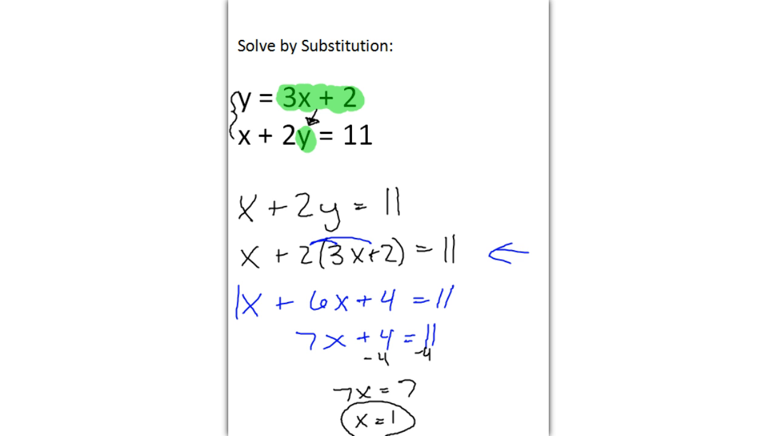The second thing we have to do is go back and substitute in that x into any equation up there to figure out what our y value is. So what we're going to do is, I'm going to make this screen a little bigger so we can see what's going on.